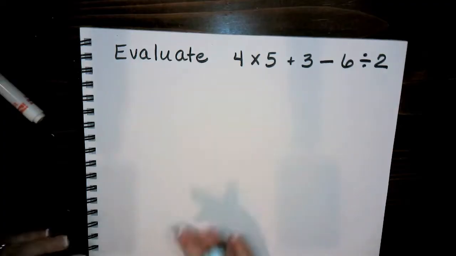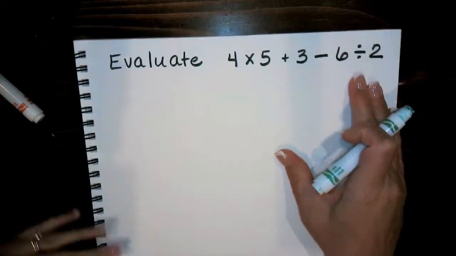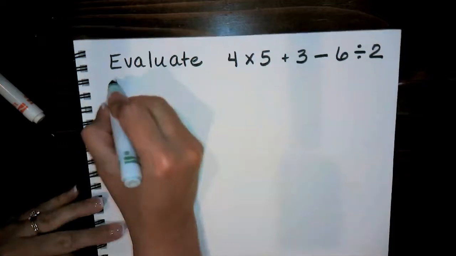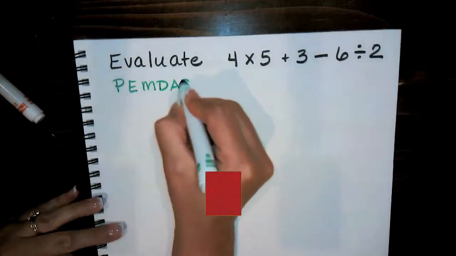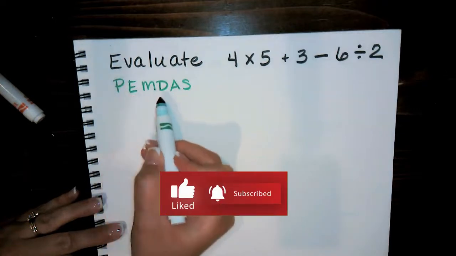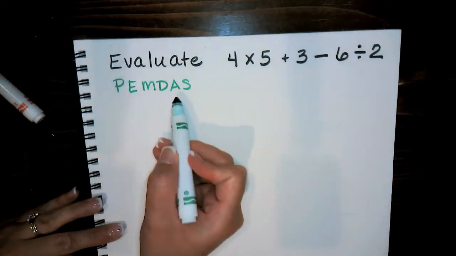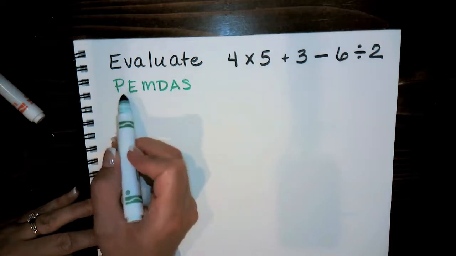Video, we're going to look at using the order of operations to simplify or to evaluate our expression here. Now, the order of operations, you may remember PEMDAS. That tells us that we do parentheses, then exponents, then multiply or divide, then add or subtract. So let's work our way through the list.